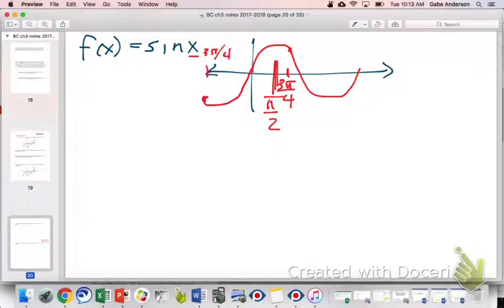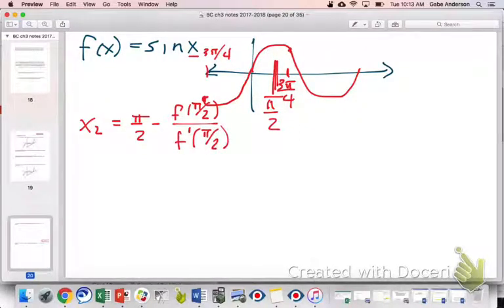Some of you picked 2.5, others picked 2. I suggested 1.5. And so somebody could look at this little domain here and think, yeah, pi over 2, that's a reasonable guess, right? So let's think about what would happen if we did Newton's method. We would say x2 is equal to pi over 2 minus f of pi over 2 over f prime of pi over 2.